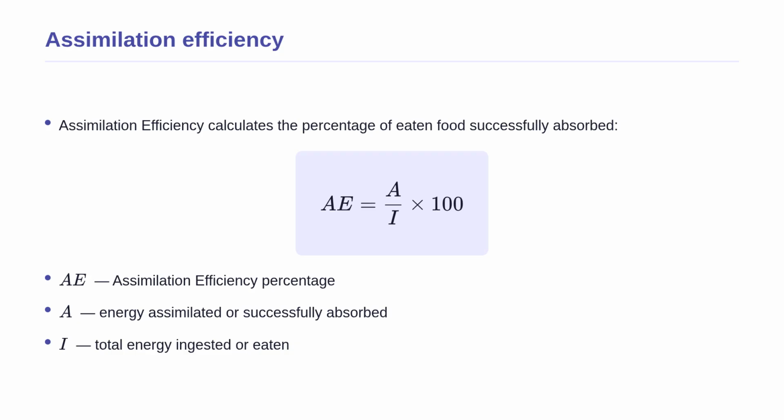Physically, if the ingested energy increases while assimilation stays the same, the efficiency drops, meaning the food is very hard to digest, like tough woody plants.